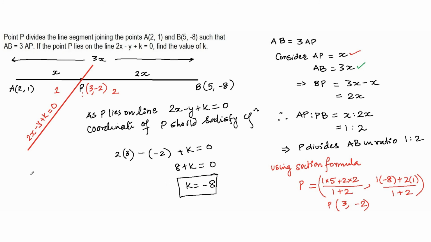So let me pause for a minute. Some concepts that were used here: I used the concept of common ratio to find AP is to PB. I used the section formula to find the coordinates of point P. And if a point lies on the line, it should satisfy its equation. That was another concept that was used in this particular problem. So pausing for a minute before taking up the next question.